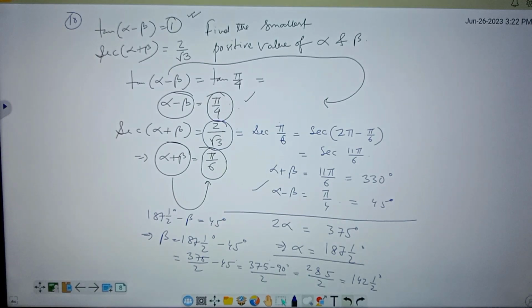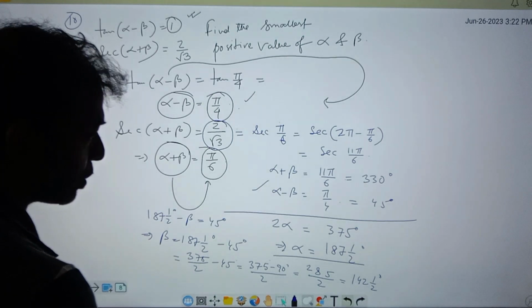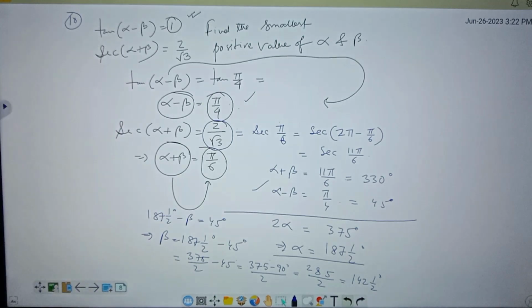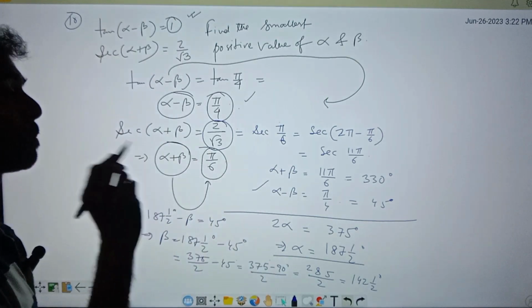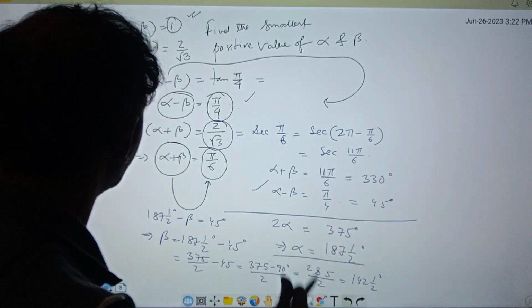So the value of alpha is equal to 187½ degree and the value of beta is equal to 142½ degree. That is actually the smallest possible value, the smallest positive value of alpha and beta we can find here.